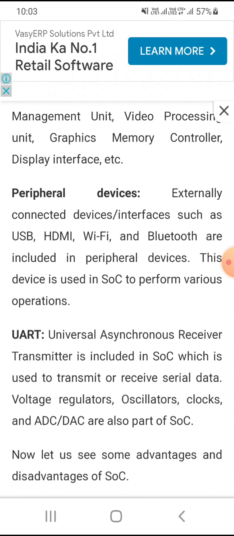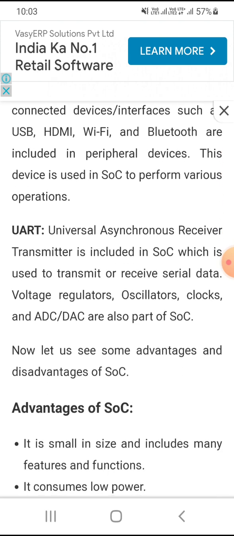Peripheral devices, externally connected device interfaces such as USB, HDMI, Wi-Fi, and Bluetooth are included in the peripheral devices. These devices are used in system on chip to perform various operations. UART, Universal Asynchronous Receiver Transmitter, is included in system on chip, which is used to transmit and receive serial data. Voltage regulator, oscillator, clock, and ADC-DAC are also part of system on chip.